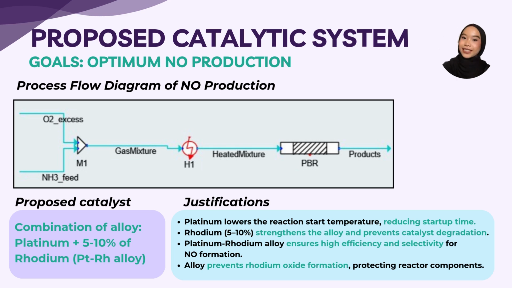Here is the proposed catalytic system for optimum NO production. The process flow diagram illustrates NO production via ammonia oxidation in a packed bed reactor under catalytic conditions. The chosen catalyst is the PtRh alloy, 5 to 10% rhodium in woven gauzes. Since ammonia oxidation is highly exothermic, a high platinum content lowers the reaction starting temperature, reducing startup time. Rhodium levels are kept low to prevent plant damage from rhodium oxide formation. Platinum ensures high NO selectivity, while rhodium strengthens the alloy, preventing catalyst degradation. PtRh alloys also have better NO selectivity than pure platinum, making them the ideal choice.